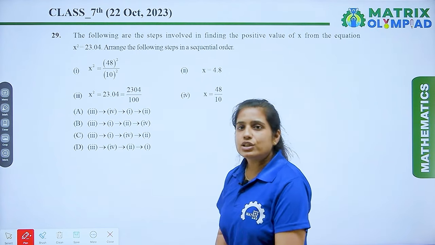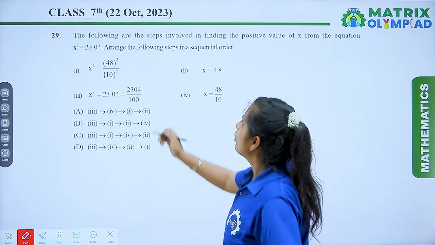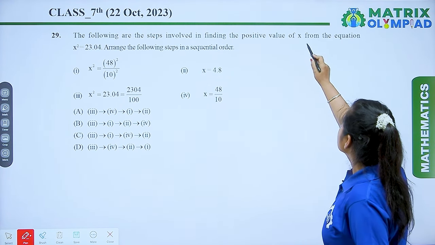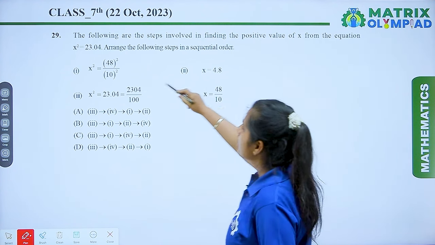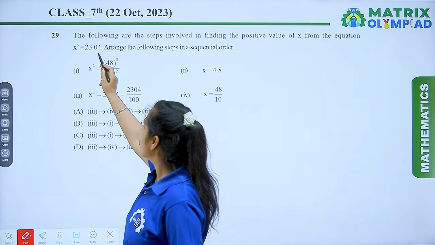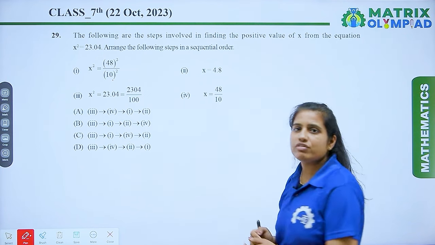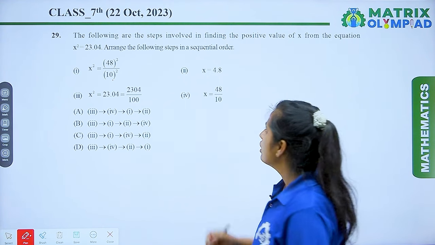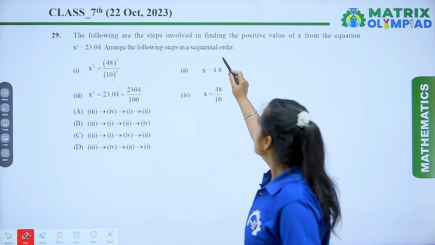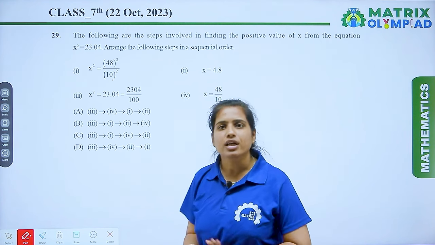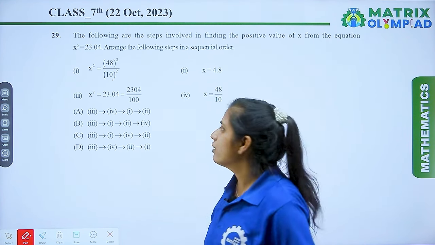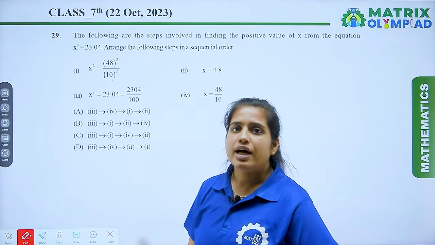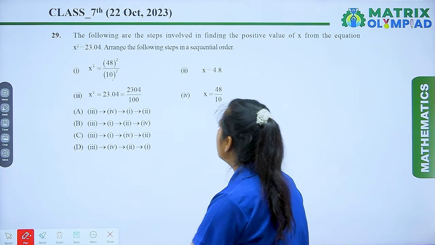Now, next question, question number 20. The following steps are involved in finding the positive value of x from the equation x square equal to 23.04. So here we are given x square equal to 23.04. Arrange the following steps in sequential order. So we have to find out the value of x, and we are given four steps. We have to simply arrange these four steps and find out the final answer.